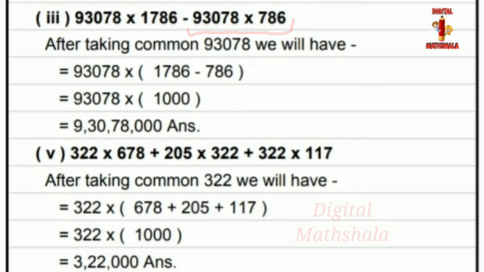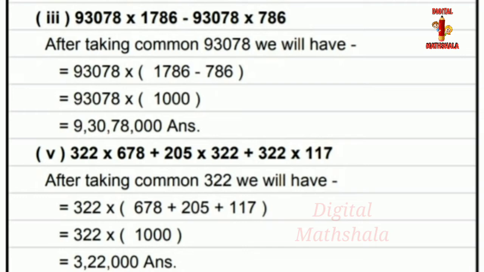Then inside the bracket what will remain? 1,786 minus 786. When we subtract this, then we will have 1000, and then we multiply 1000 with 93,078. Then the answer will come 9,30,78,000. That is the required answer.